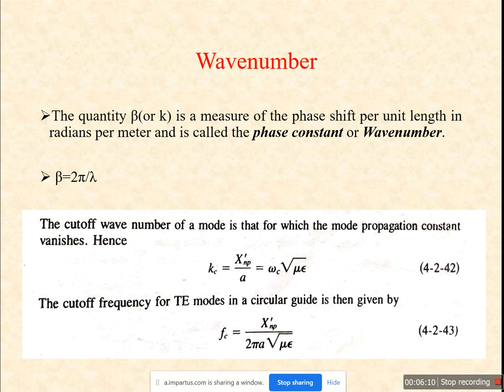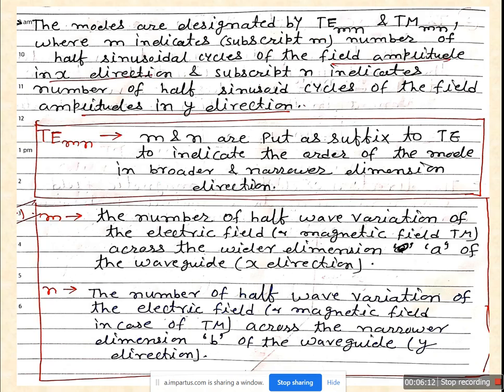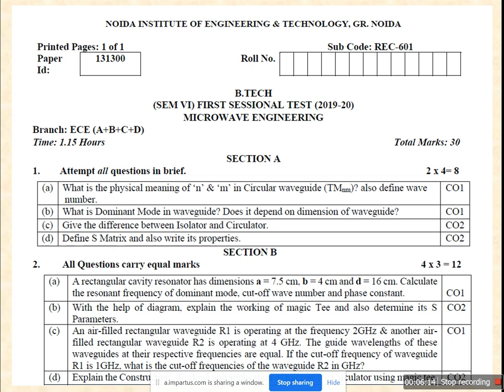Okay, now the 1B question. What is the 1B question? What is the dominant mode in a waveguide? Does it depend on the dimension of the waveguide? Let's see what the answer will be.